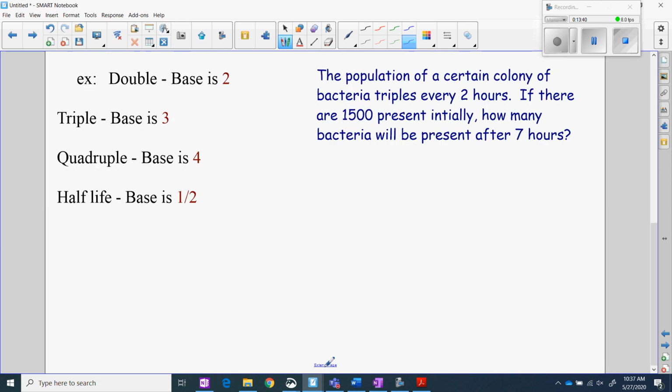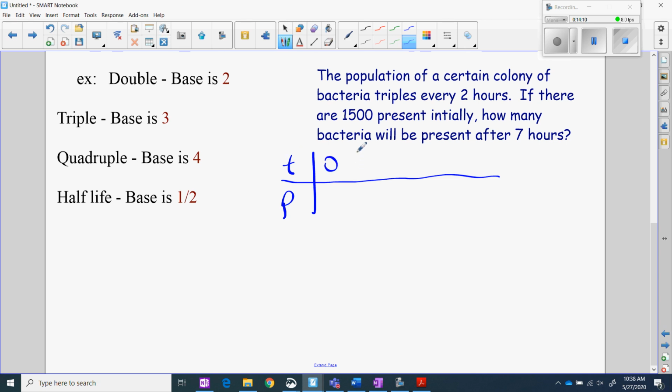So here's an example of a population. It says the population of a certain colony of bacteria triples every 2 hours. If there are 1,500 present initially, how many bacteria will be present after 7 hours? Okay, so what I'm going to do is, as I said, I always like to make a little chart. So I'm going to, in this question, rather than x and y, I'm going to use time. And I'll use p for population. So this is like my x and my y.